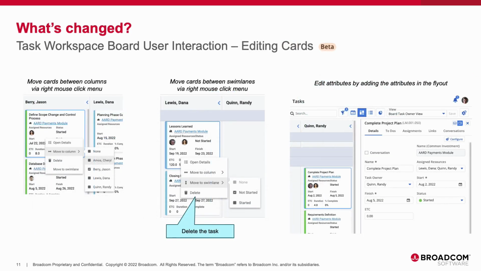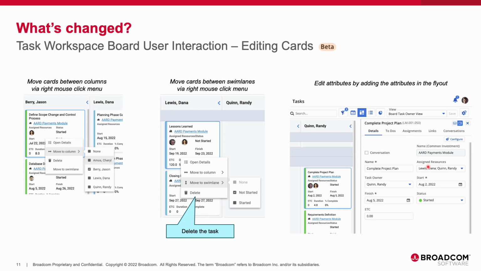Here are some additional user interactions around editing cards within the task workspace board. One way is, if you want to move cards between columns, right mouse click and choose the move columns. You can choose the selected column to move it to via the right mouse click context menu. And the same goes for swim lanes as well. Just choose that one and choose to move the card from not started to started into a new swim lane. And also, by selecting the card, you can update fields within the flyout.